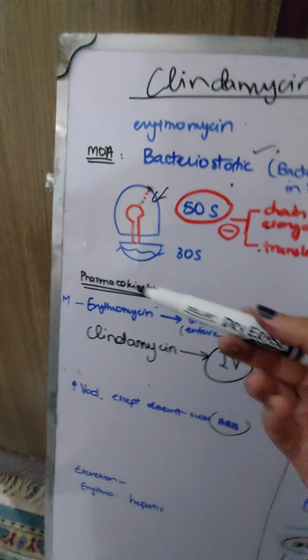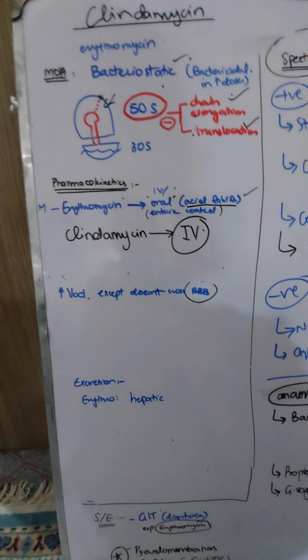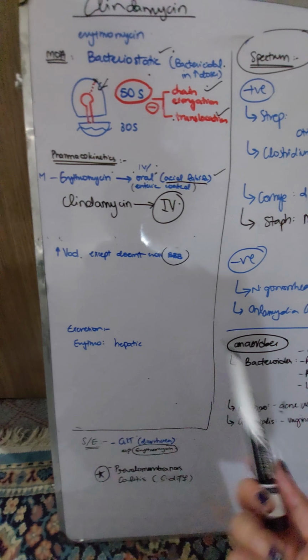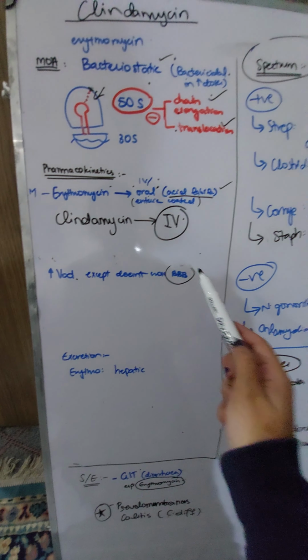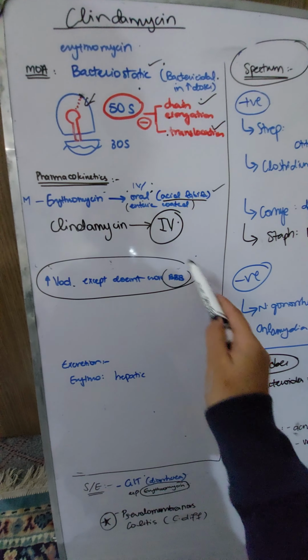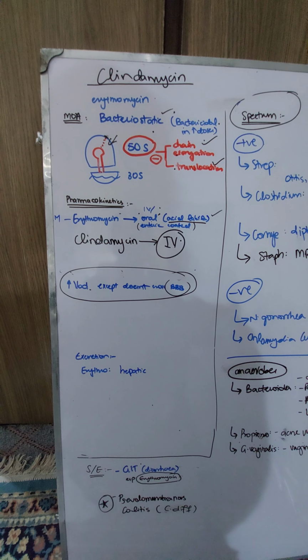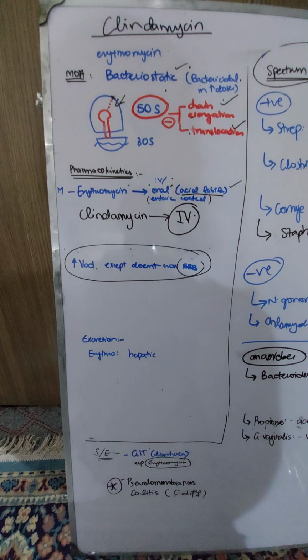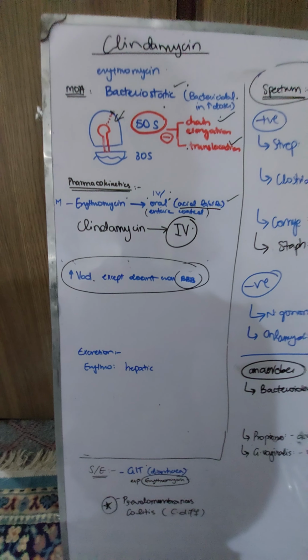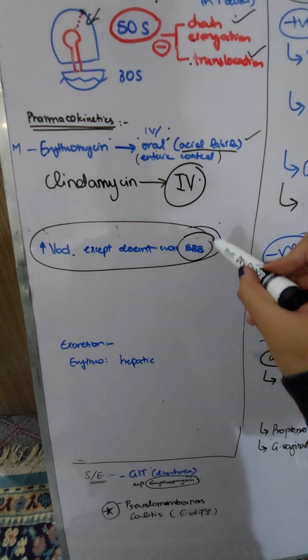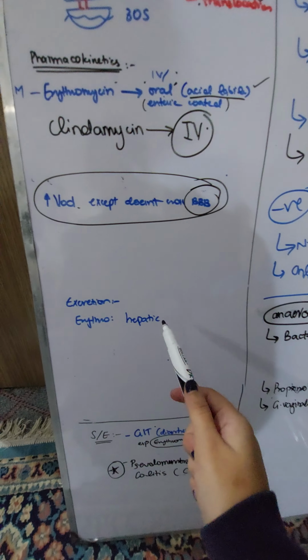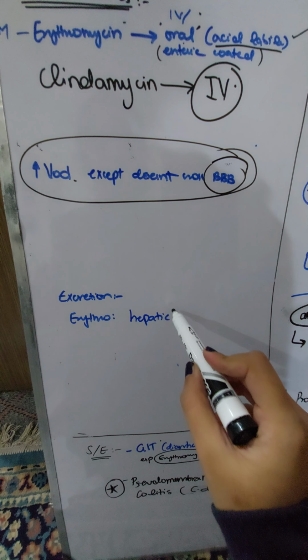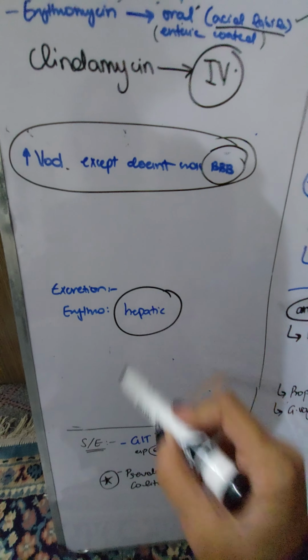ठीक है, यहाँ पे थोड़ा सा difference है. जहाँ पे differences होंगे I'll point it out, but more or less you should just remember erythromycin. Same for its pharmacokinetics. It has a large volume of distribution, but it does not cross the blood-brain barrier, just like macrolide. Excretion is also the same as erythromycin, which is hepatic excretion.